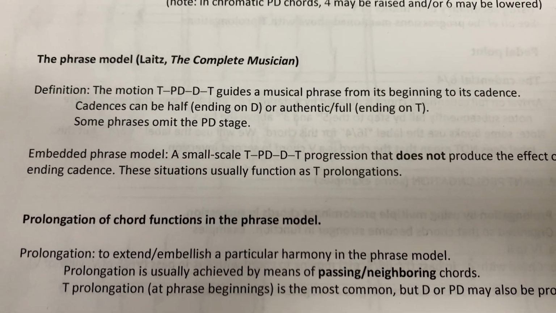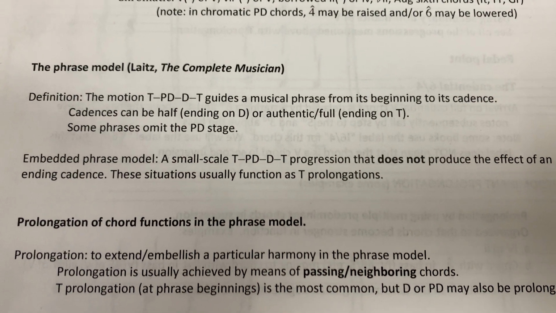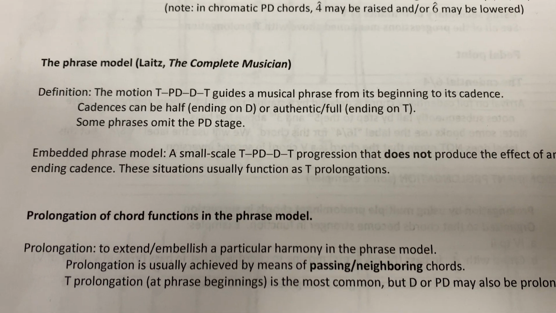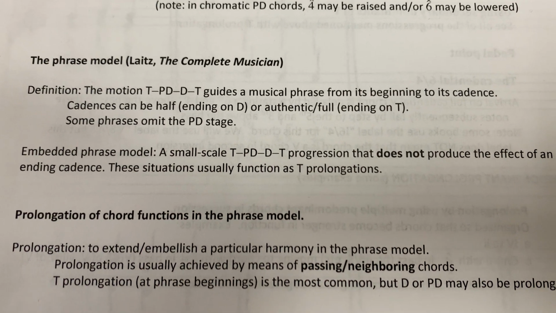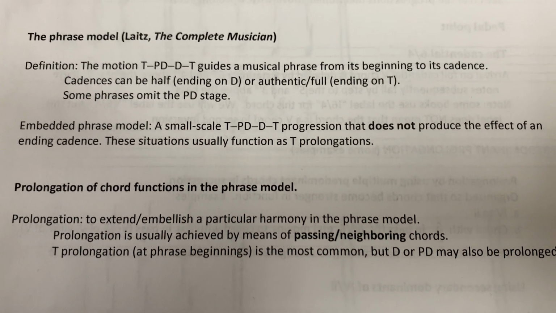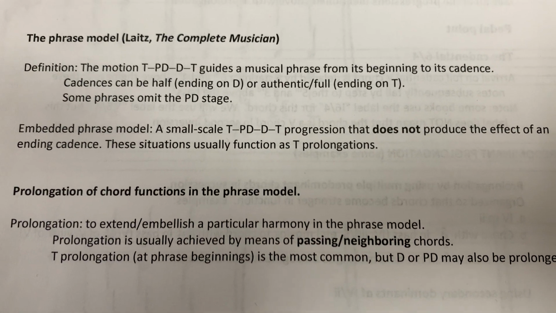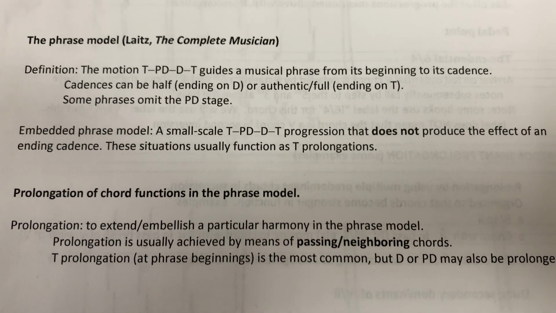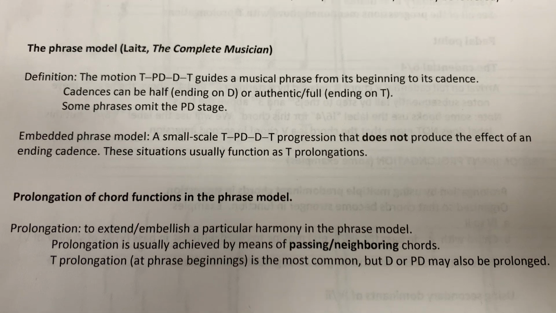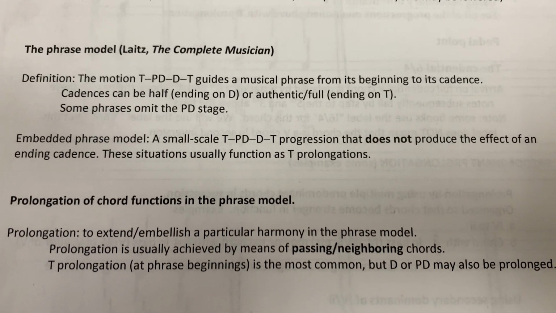Also know that there are some phrases that omit the predominant stage. That will make for a slightly less exciting phrase, but still, that does happen at times where you just get tonic and dominant. Another thing I'll talk about a little later, and that will come up in some of our musical examples, is something called an embedded phrase model. This will be a smaller scale tonic, predominant, dominant, tonic progression, but one that does not produce the effect of an ending cadence. Usually these will function as tonic prolongations.